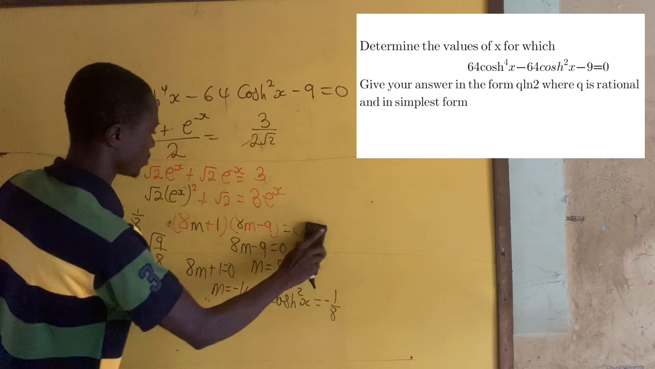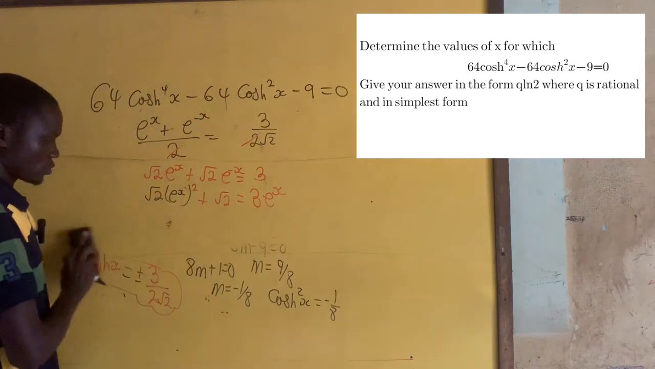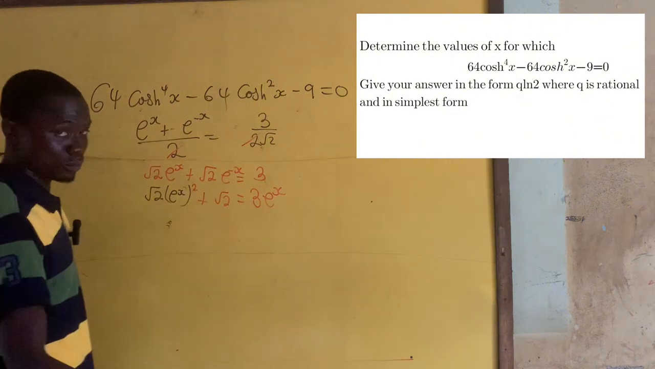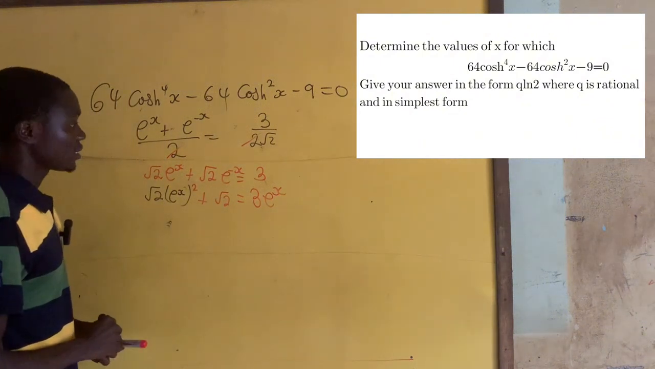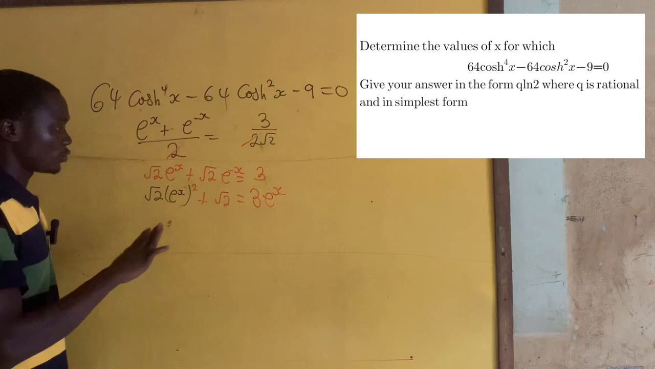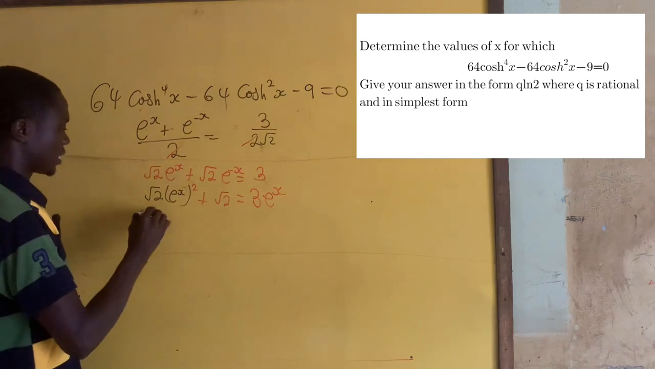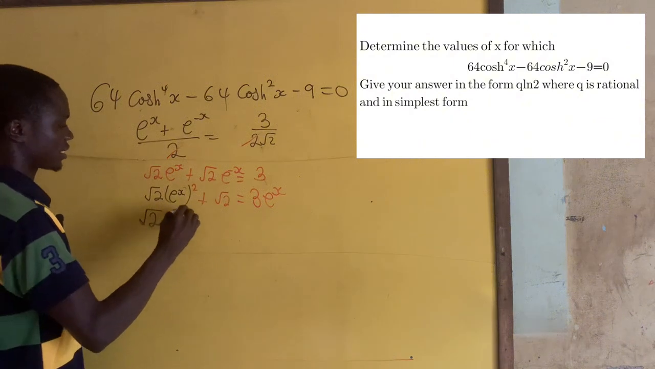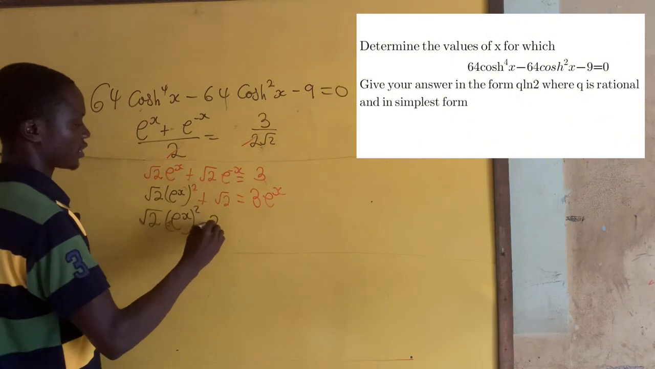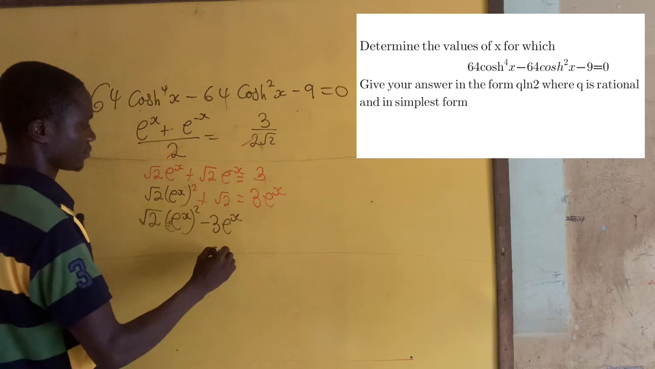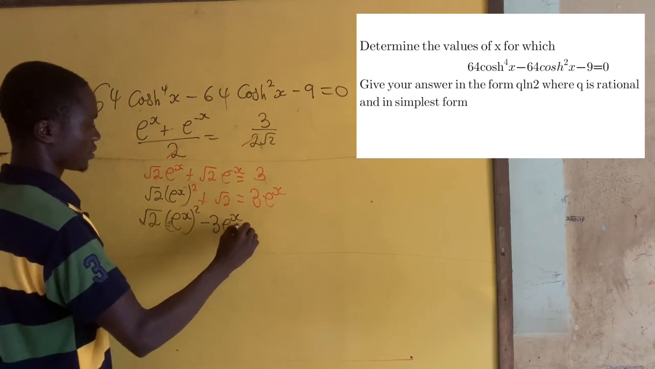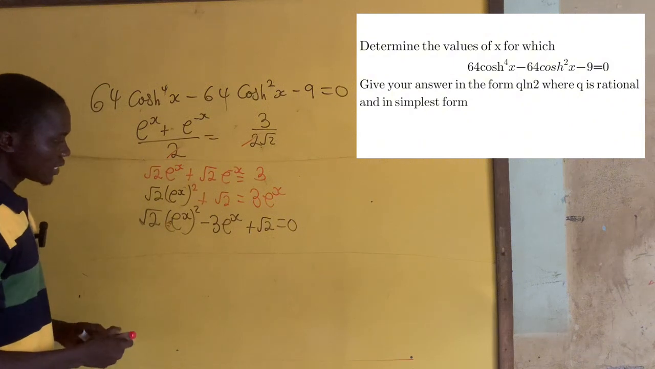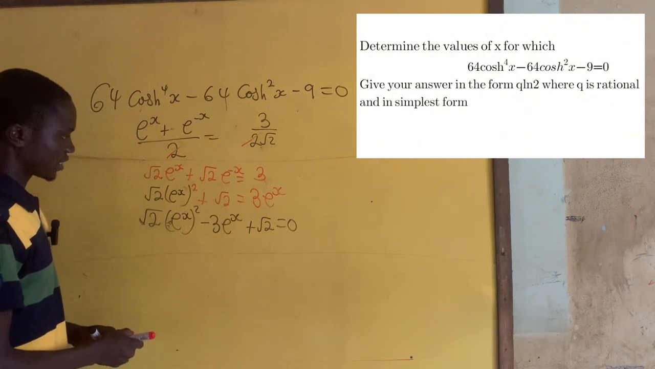It pains me that I did not look for that formula before solving the question. I should have gone through that before, but no problem. Now, this is square root of 2 e power x squared minus 3 e power x plus square root of 2 equals 0. Now, can this be factorized?